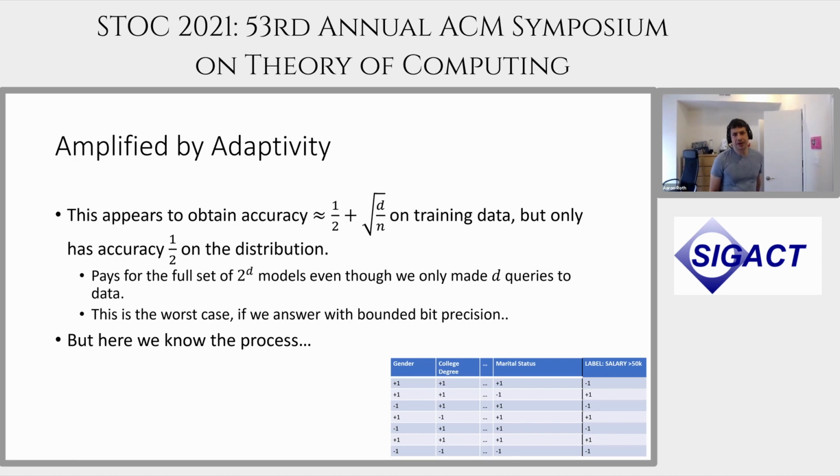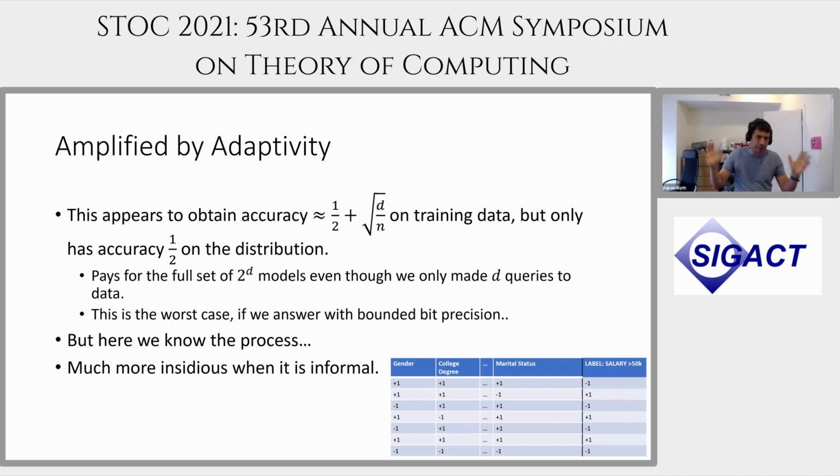Now here we actually know the process, right? So you could say, okay, well, what you should have done is corrected for all of the 2 to the d models, but this is much more insidious if the process is informal.